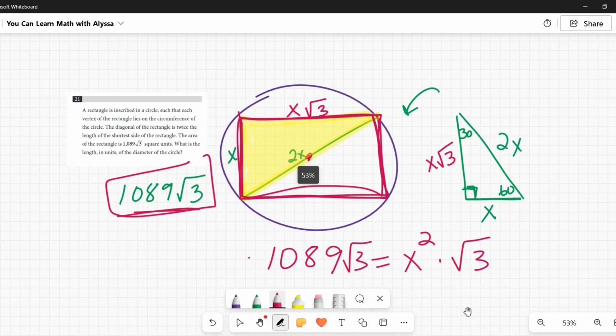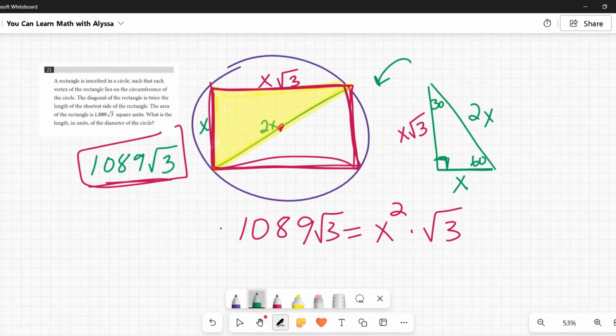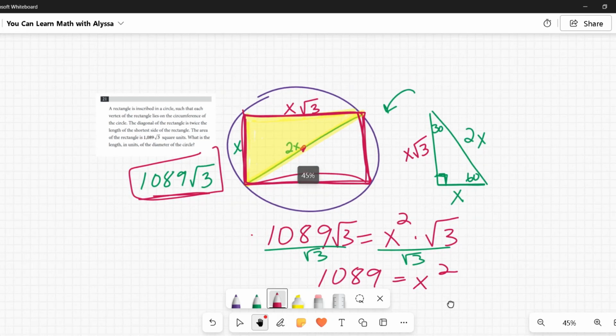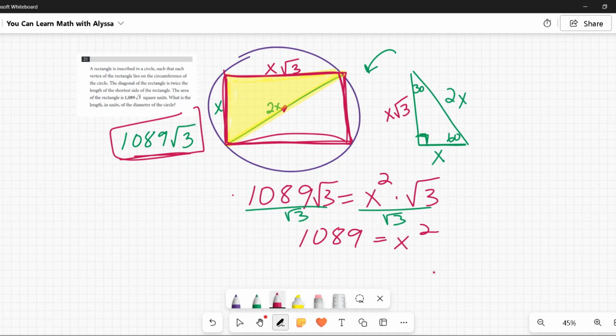And I'm trying to get to x. So I am going to divide both sides by the square root of 3 to get rid of that. Make it a little easier to look at. So it's 1089 is equal to x squared. Now to solve for x, I need to undo that squared. So to undo that, I square root both sides. So I have an x on the left and on the right.